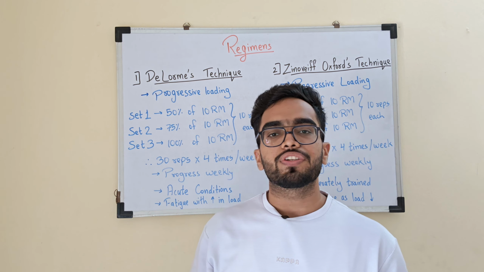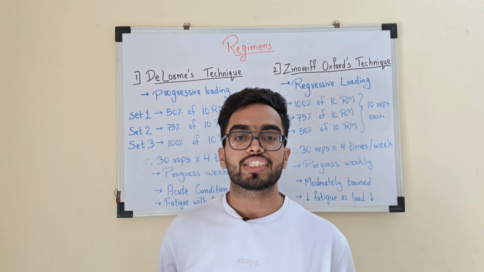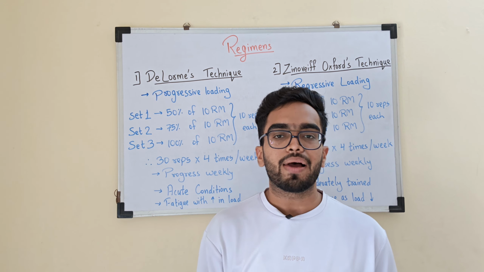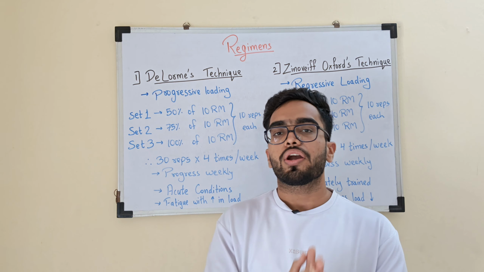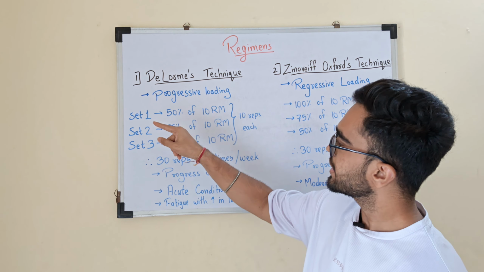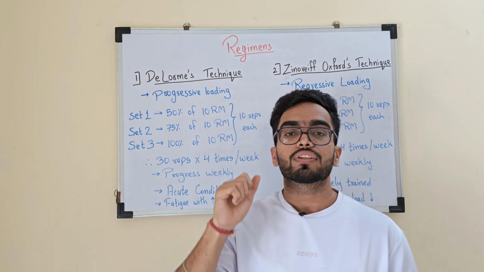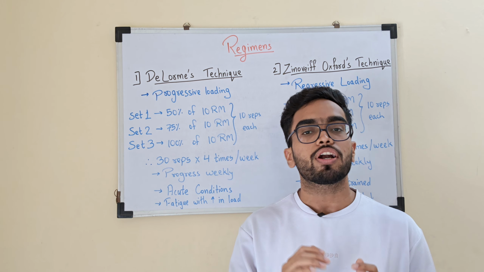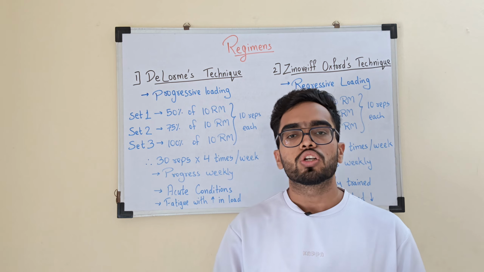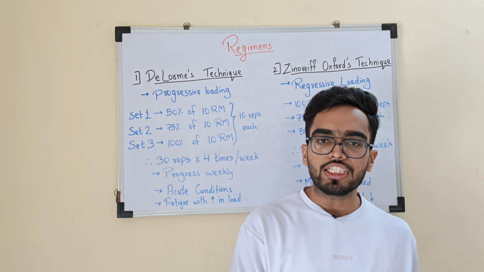Okay, so in the last video we have learned how to calculate 1 RM and 10 RM. So if you haven't watched it, go there and learn how to calculate the 10 RM and then come back to this video. So after you have calculated the 10 RM, you need to progress. So the first set is 50% of 10 RM for 10 reps. The second set is 75% of 10 RM for 10 reps. And the third set is 100% of 10 RM for 10 reps. So 30 reps in total is divided into 3 sets for 10 reps each.